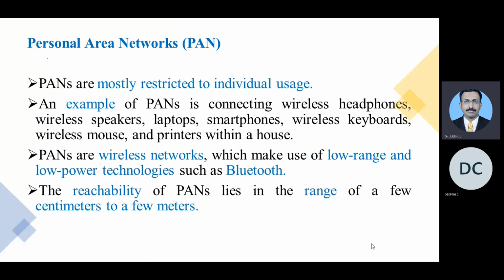So this is called a personal area network. The examples themselves will make it clear. What are the devices associated with personal area network? So in a personal area, we are bounded to a 5 meter or 10 meter radius.